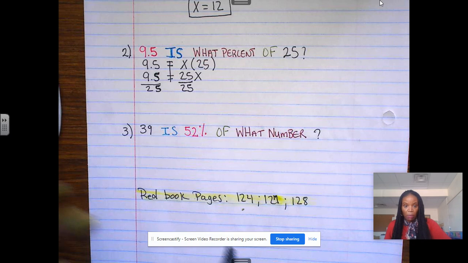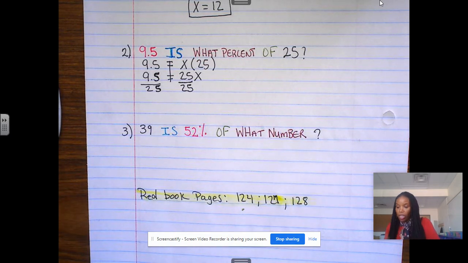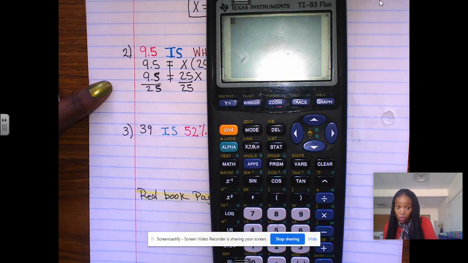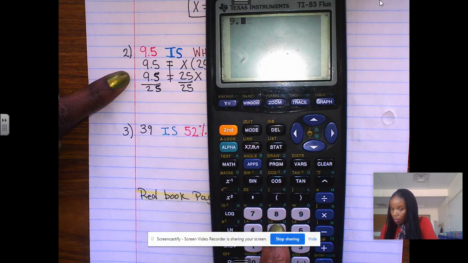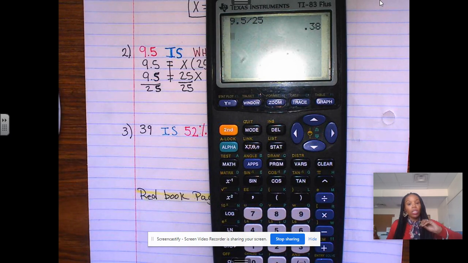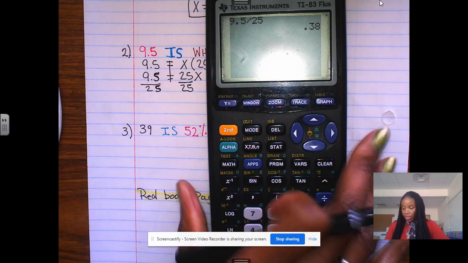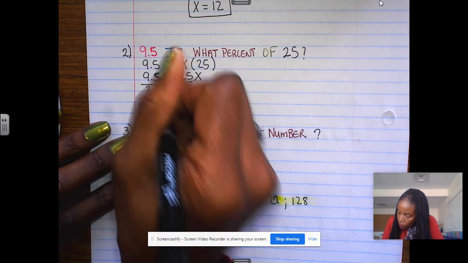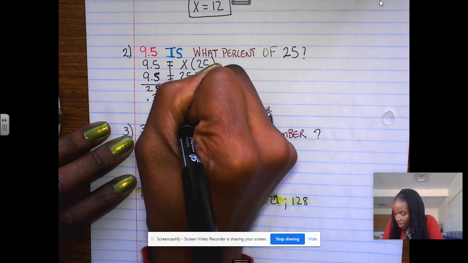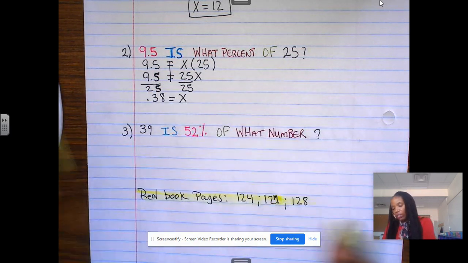Okay, so then now I want to come up with my actual answer. All I'm doing here, calculate again, I'm going to put the 9.5 in first because that's my numerator. So that's 9.5. I'm going to divide it by my 25. And that equals 0.38. So I'm going to put here 0.38 equals x, because there's an invisible one there. So I don't have to write it.